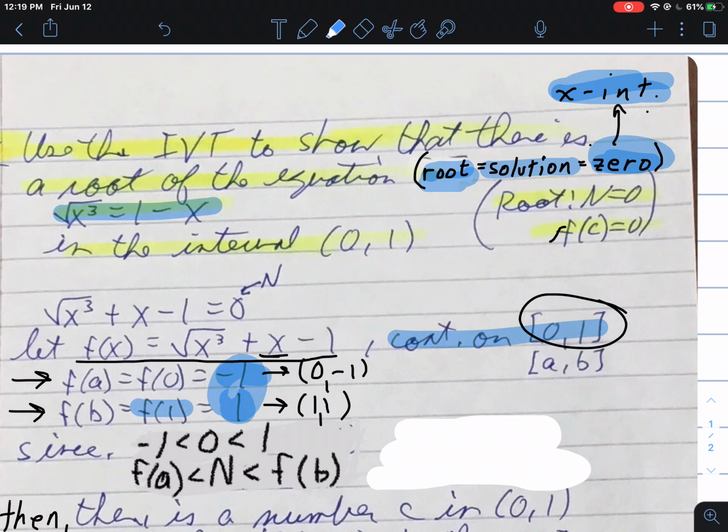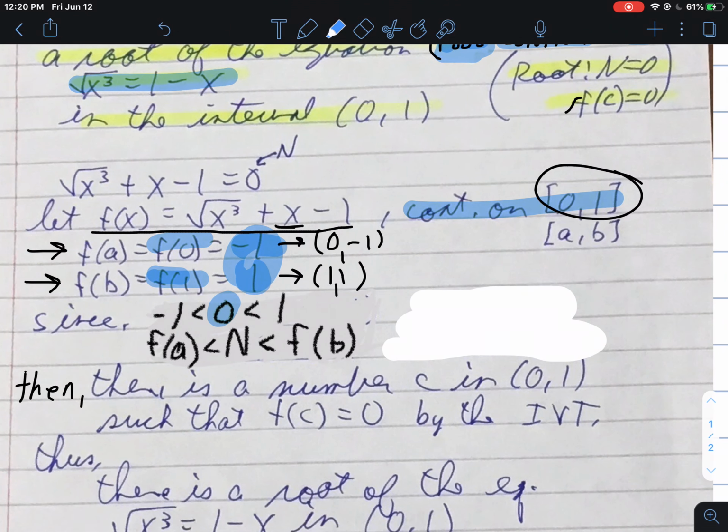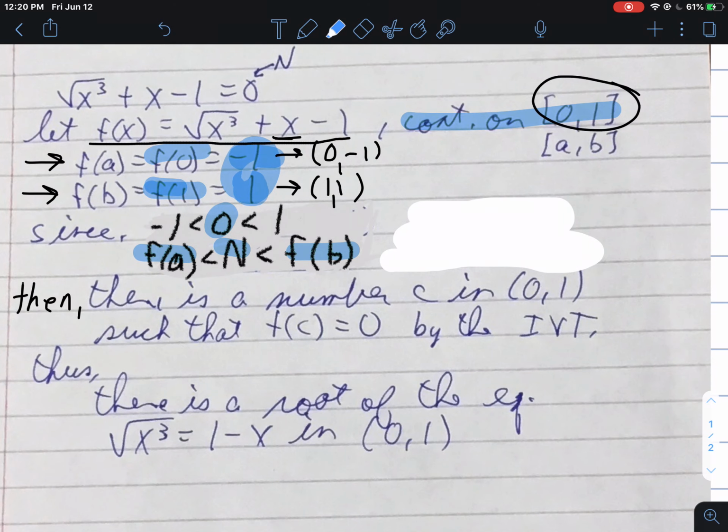If that's true, then we should be able to evaluate the endpoints of our interval, plug in your A, plug in your B, and if one of those values is positive and the other is negative, then 0 has to fall between those two, because that's what we were trying to show, that the function was equal to 0 somewhere in that interval. So there's our f of A, there's our f of B. Our n value in this case is 0. So then I can say that there is a number c in the interval from 0 to 1 such that f of c is equal to 0.